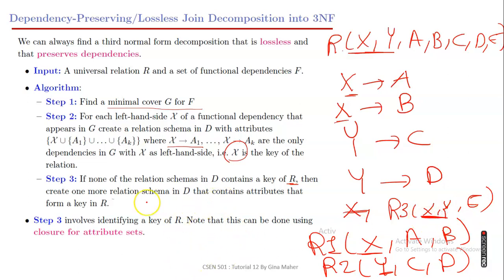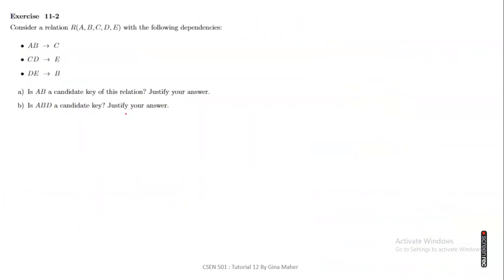Okay? Let's take an example of that minimal cover and how to decompose in the third normal form using this algorithm after getting the minimal cover. First, in exercise 2, we want to decide whether the AB is a candidate key or not using the closure. If I get the closure of AB and I found that all attributes are there, then this one is a candidate key, because using these attributes, I can deduce all the other.